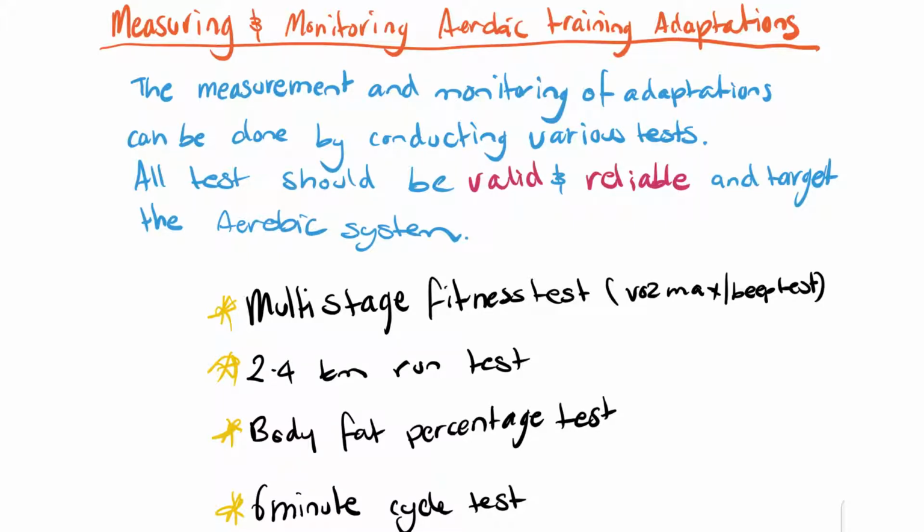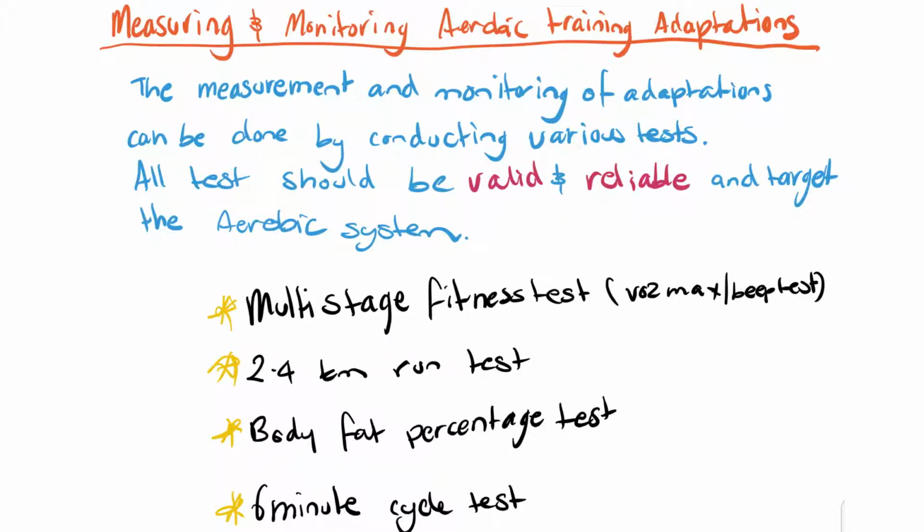Having a look at body fat percentage, so we know that as a result of aerobic training, our body fat and body composition will change, and therefore it should be decreasing. So if you can compare body fat percentages at different stages of the training program, you should be able to measure and monitor the aerobic training adaptations as a result of those tests from body fat.